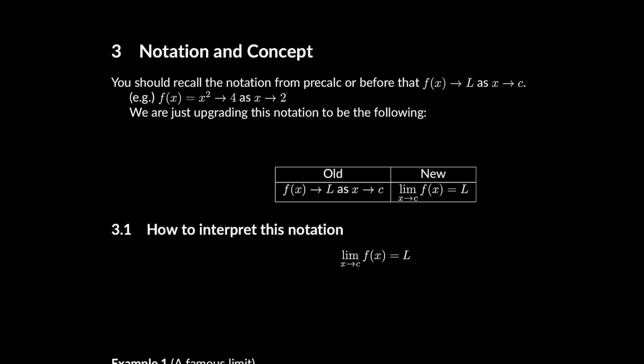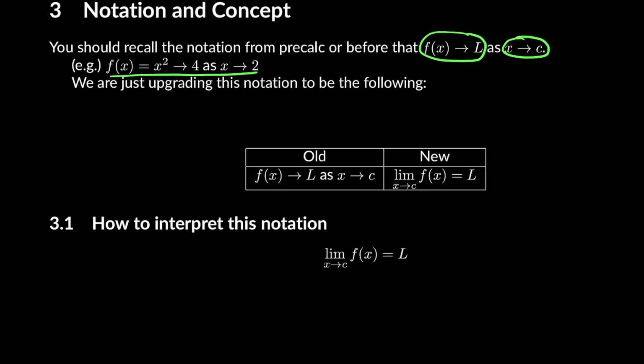So you might recall from pre-calc that we had this notation that f of x approaches L as x approaches C. This was both in the long run and at single points. For our example here, we said that x squared approaches 4 as x approaches 2. And so now we're just going to upgrade this notation to be more in alignment with what we use in calculus. So instead of saying this like we used to, we're going to use this notation.